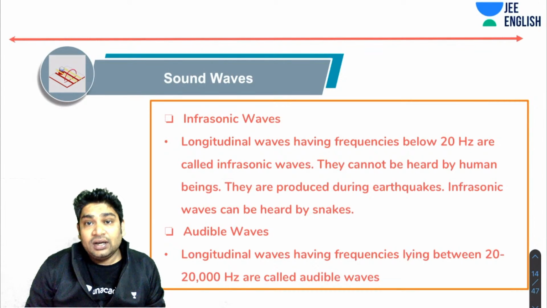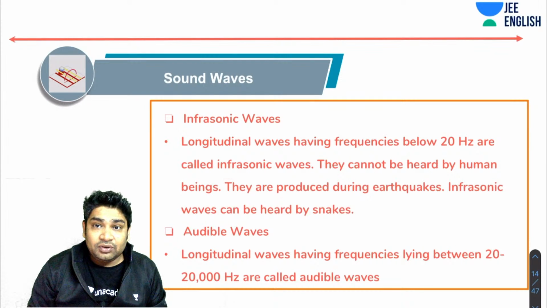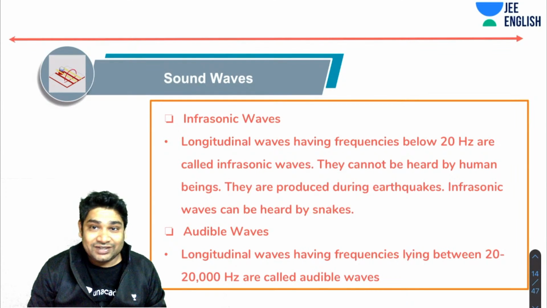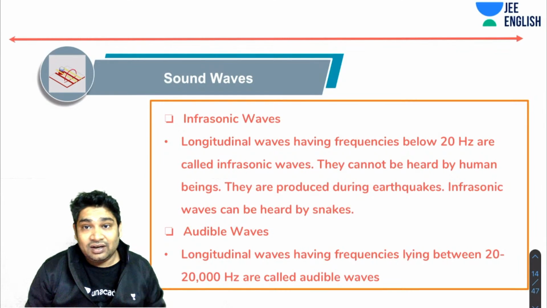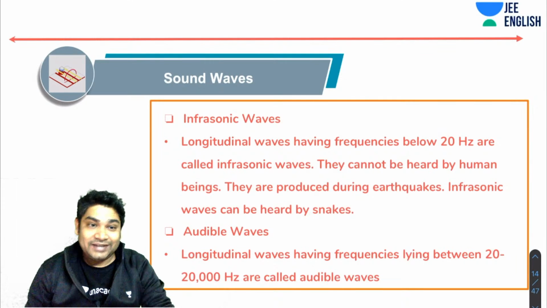Now, infrasonic waves are longitudinal waves having frequency below 20 hertz. These cannot be heard by human beings, and they are produced by earthquakes. Infrasonic waves are heard by snakes, however. Then you have the audible range.